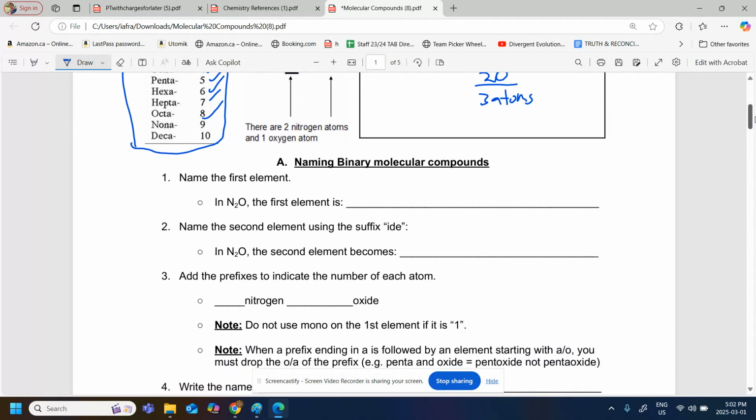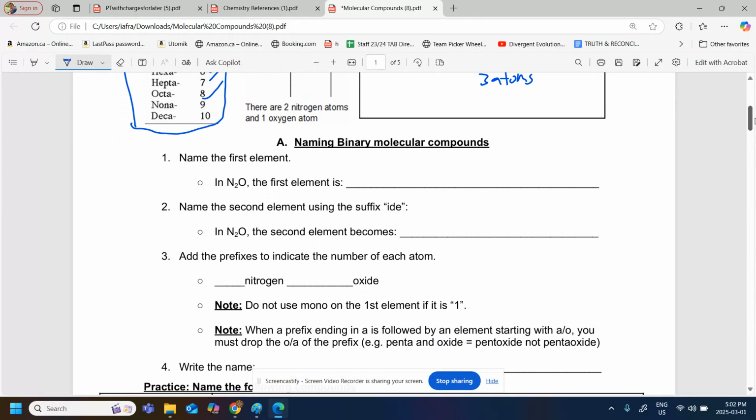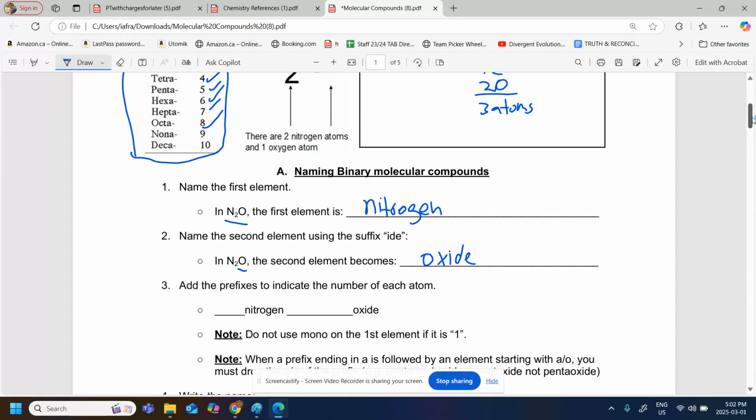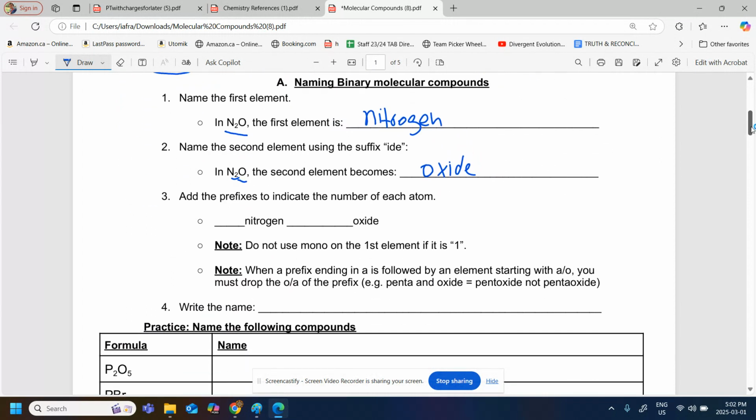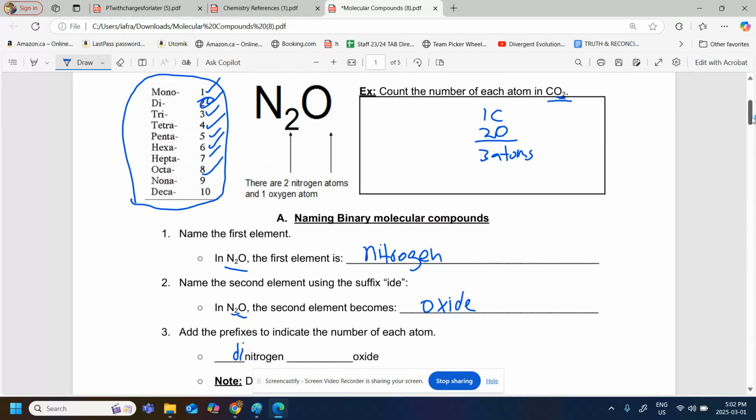For example, let's say we had to name N2O. You'd first recognize that it's covalent because there's only nonmetals. You would first name the first element, which is nitrogen, and you would name the second element, O, by changing its ending to oxide, just like for ionic compounds. The difference now is that you have to use prefixes to indicate how many there are. Nitrogen has 2, and di means 2, so we have dinitrogen. Then oxygen, there's 1, so we'd use the prefix mono.